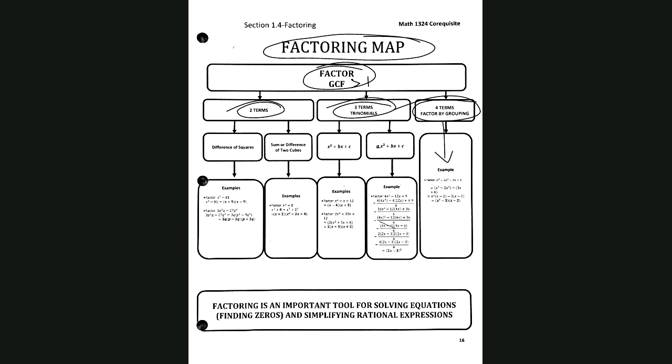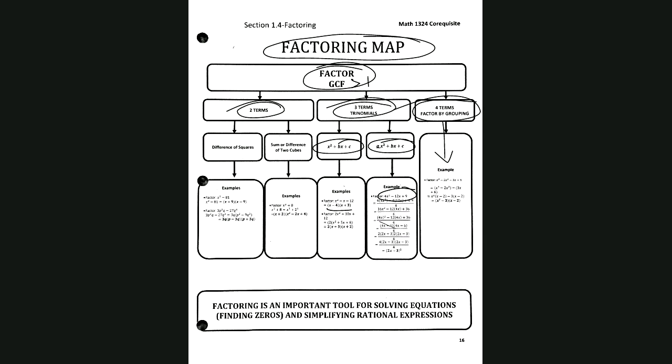Now, if you have three terms, you need to decide if it is a product of two binomials like we have here, or if it is a perfect square trinomial. That one is not here on this flowchart.